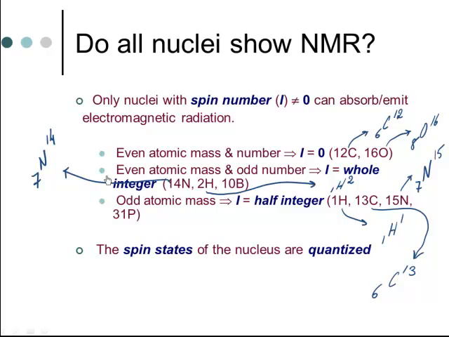So basically, if a nucleus has either an odd number of protons or an odd number of neutrons, or both are odd, in that case the nucleus is capable of showing NMR spectroscopy. Whereas if a nucleus has an even number of protons as well as neutrons, it will have 0 spin and it will not be capable of showing NMR spectroscopy. It will not be capable of showing an NMR spectrum.